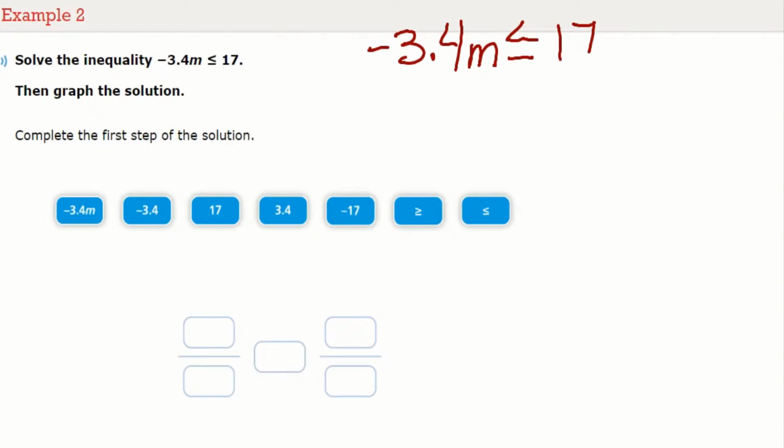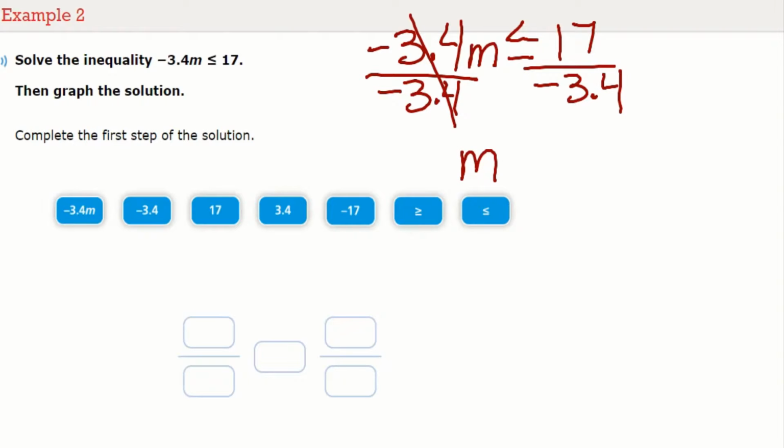So to solve this, you see that m and that negative 3 and 4/10 is connected through multiplication. So the inverse of multiplication is division. So we have to divide negative 3 and 4/10 on both sides of the inequality. So negative 3 and 4/10 m divided by negative 3 and 4/10 is just equal to m. And 17 divided by negative 3 and 4/10 is equal to negative 5.